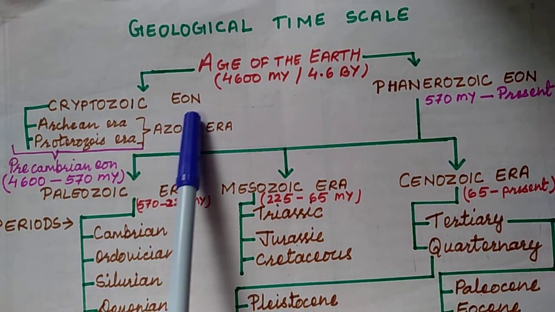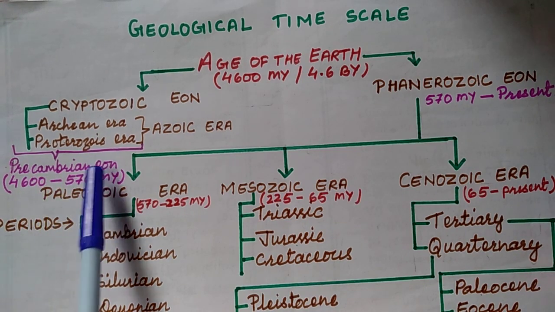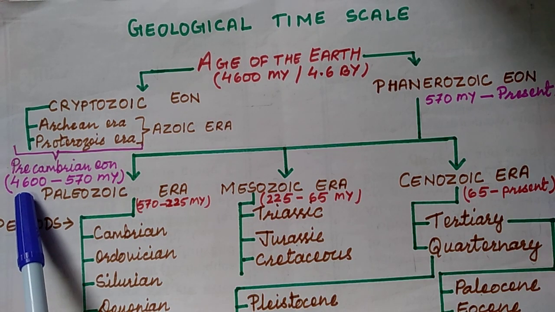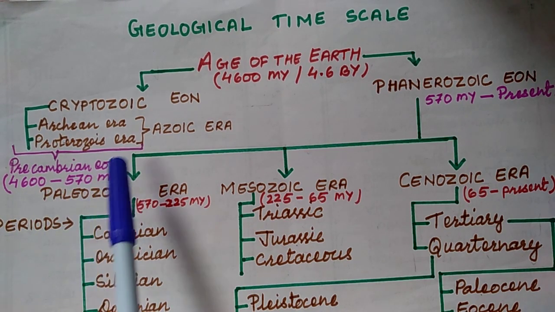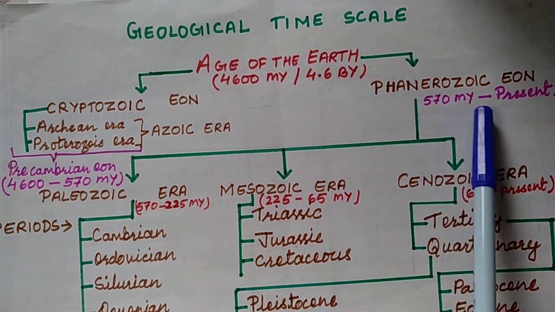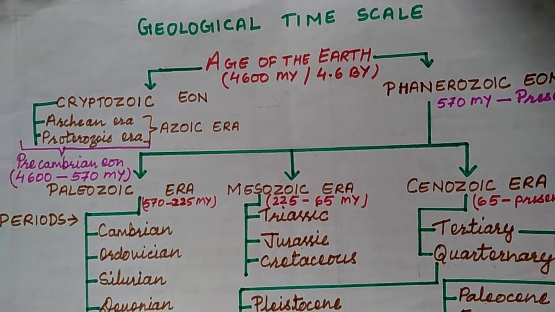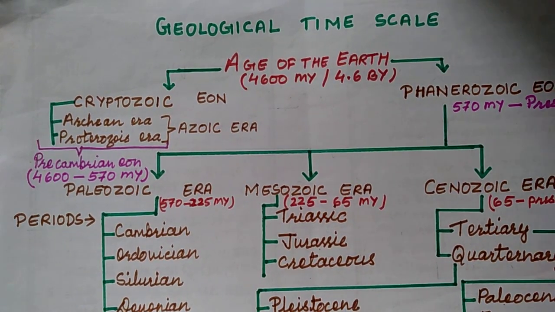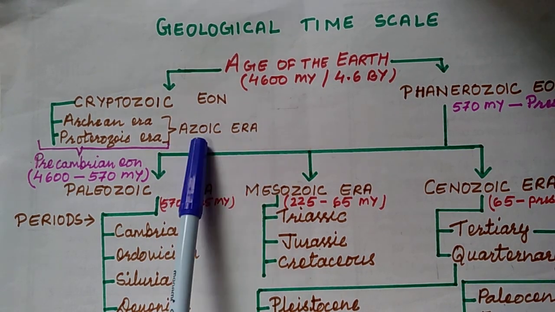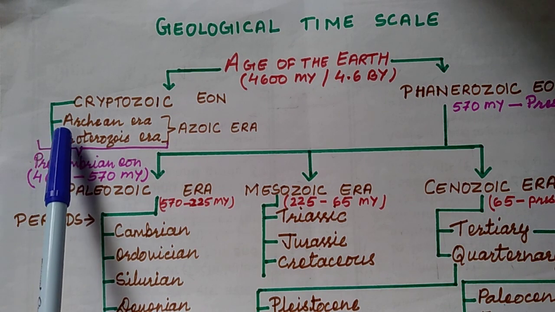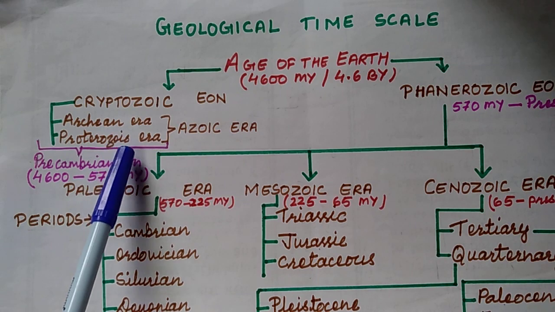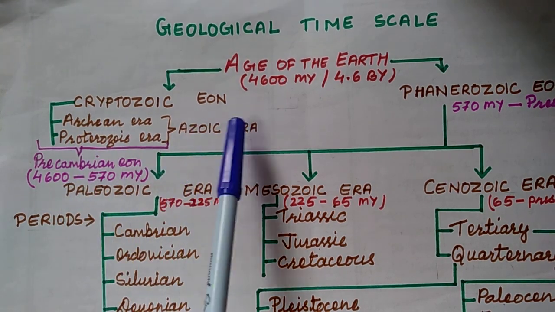The Cryptozoic eon is also called the Precambrian eon. It covers the time from 4,600 million years to 570 million years. The Phanerozoic eon covers the time period from 570 million years to the present time. So these are the eons. Now eons are divided into eras. In the Cryptozoic eon, the era is only the Azoic era, which consists of two time periods, the Archean era and the Proterozoic era, collectively called the Azoic era.